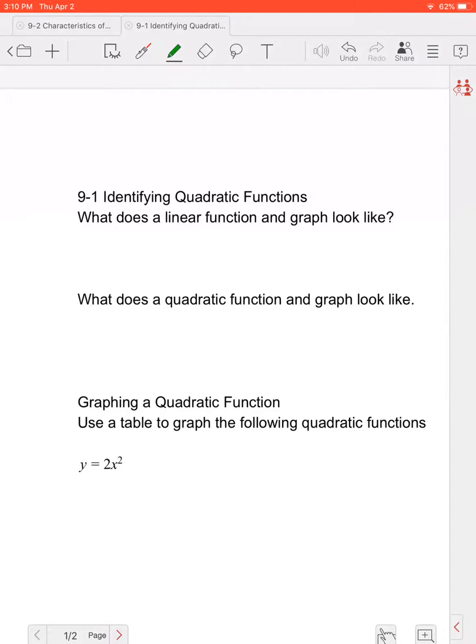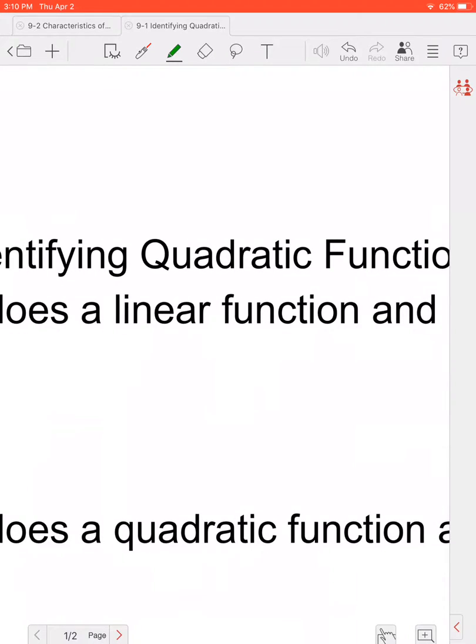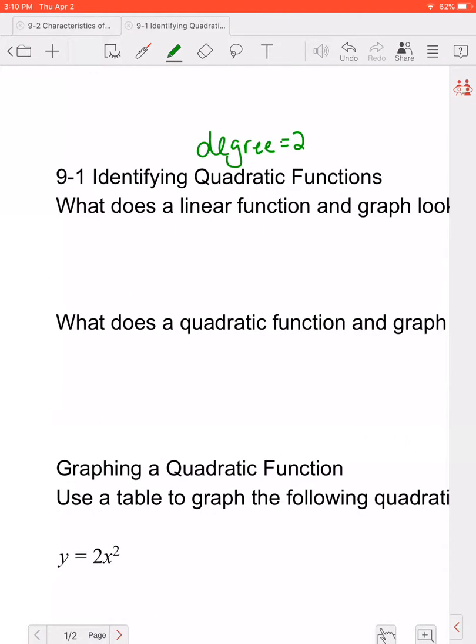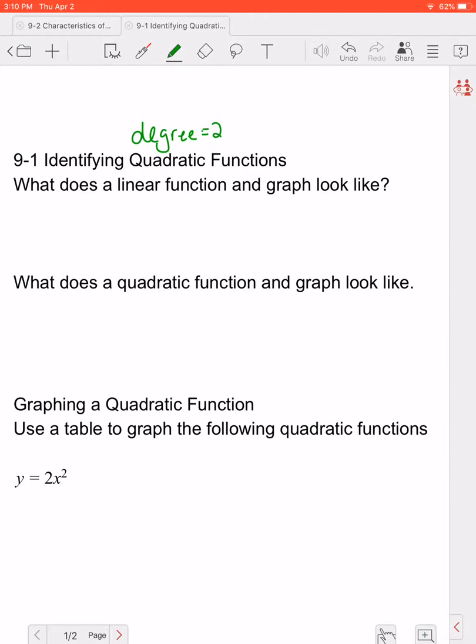We're going to talk about quadratic functions, and if you remember from a couple chapters ago, or last chapter, we talked about quadratics and what that means. That means it's a degree 2. So that means the highest exponent in the function will be 2. There's not going to be an x to the third or a y to the fourth or whatever in there, okay?